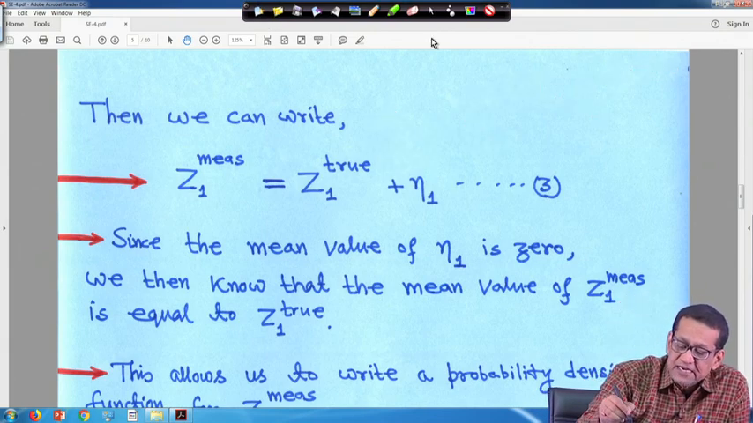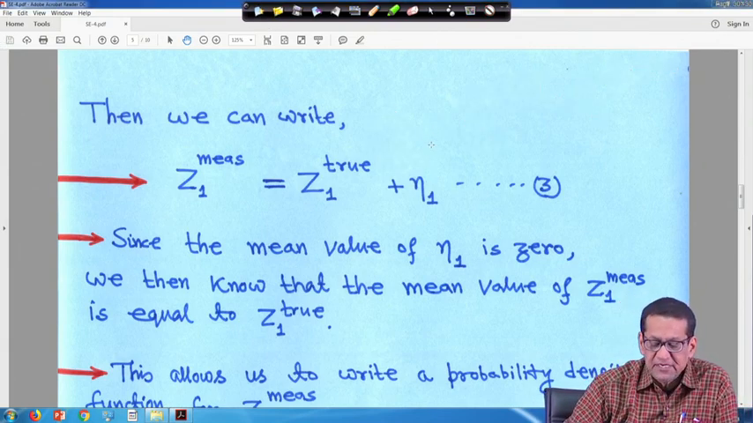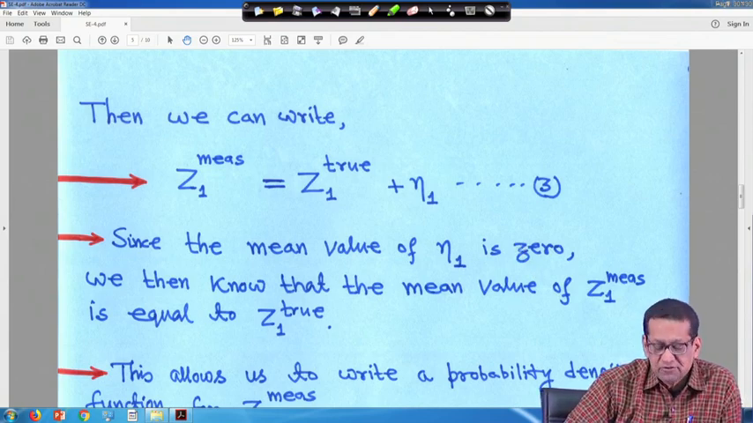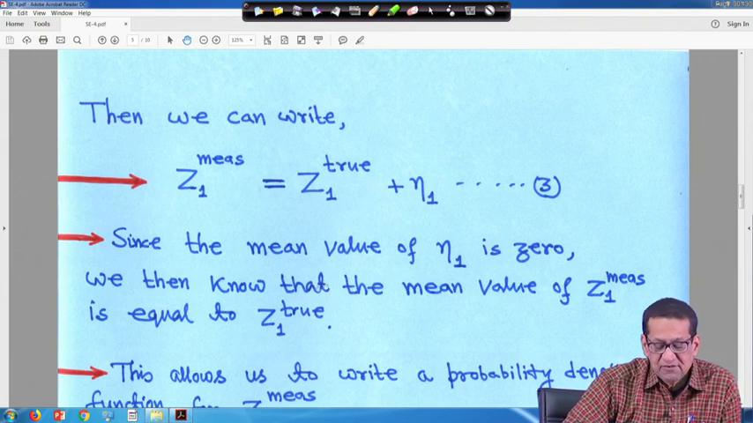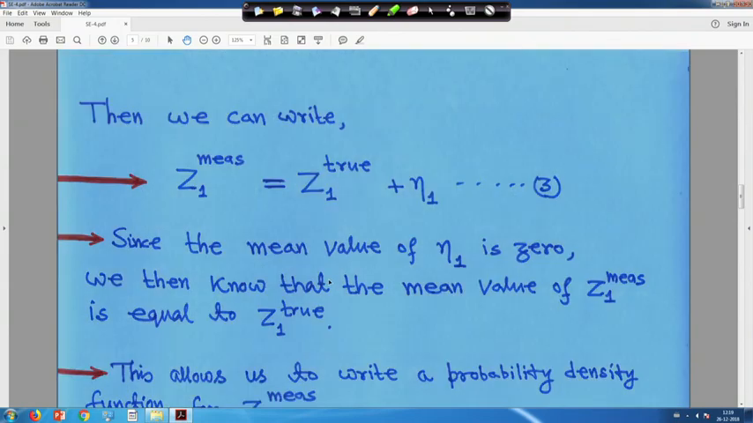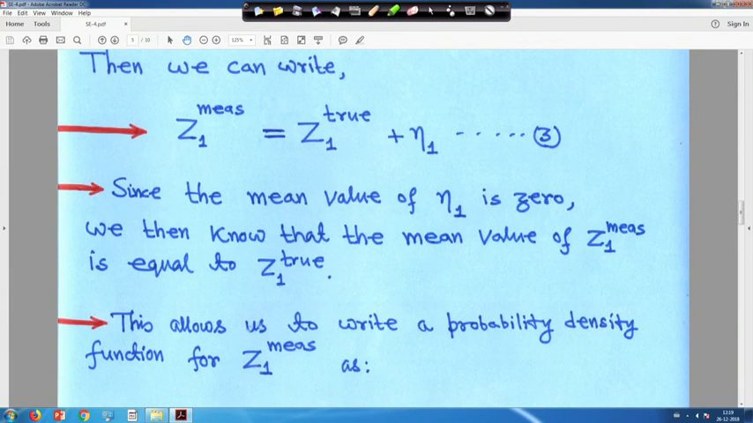Because the mean value of zeta 1 is 0, as I told you, we know that the mean value of Z1 measure is equal to Z1 true. This actually allows us to write a probability density function for Z1 measure.